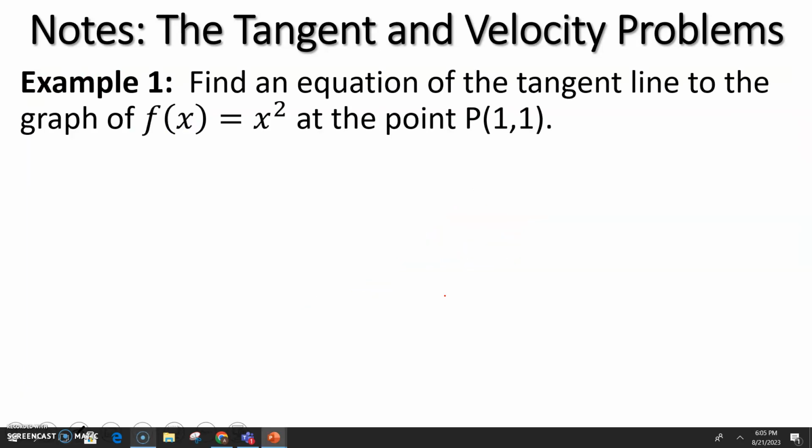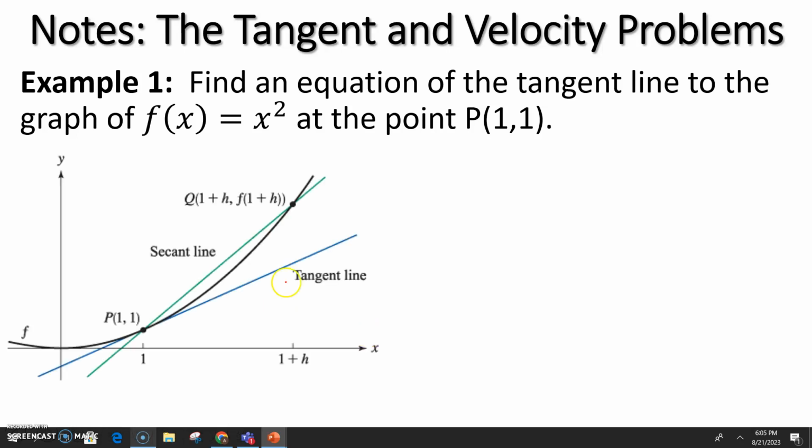Now, we're going to look at the same example we looked at on Friday, but we're going to do a little bit more with it. The problem says, find an equation of the tangent line to the graph of f of x equals x squared at the point 1, 1. We have here a detailed, zoomed in version of our x squared in black, our point 1, 1, and then some point Q close to 1, 1.